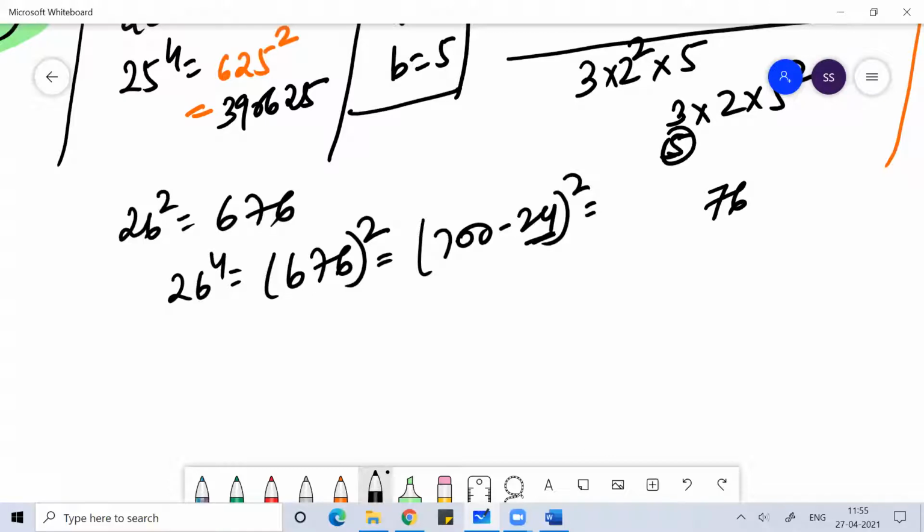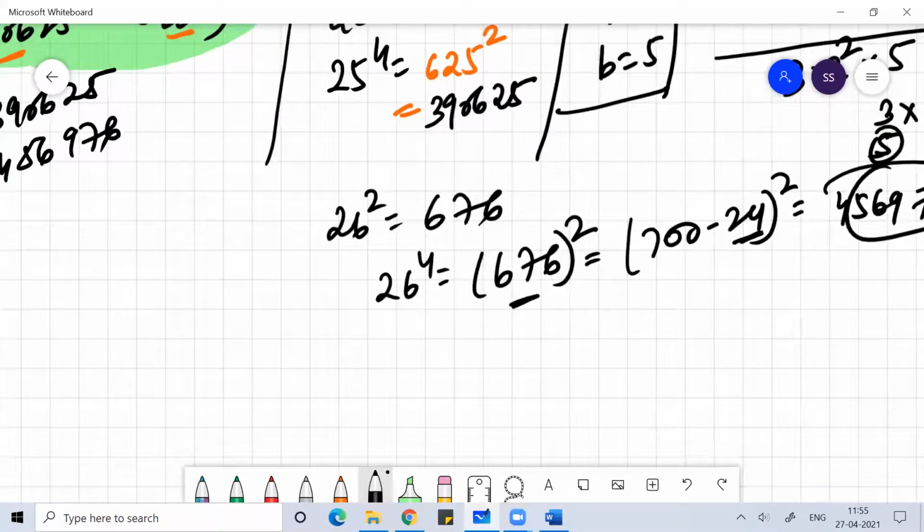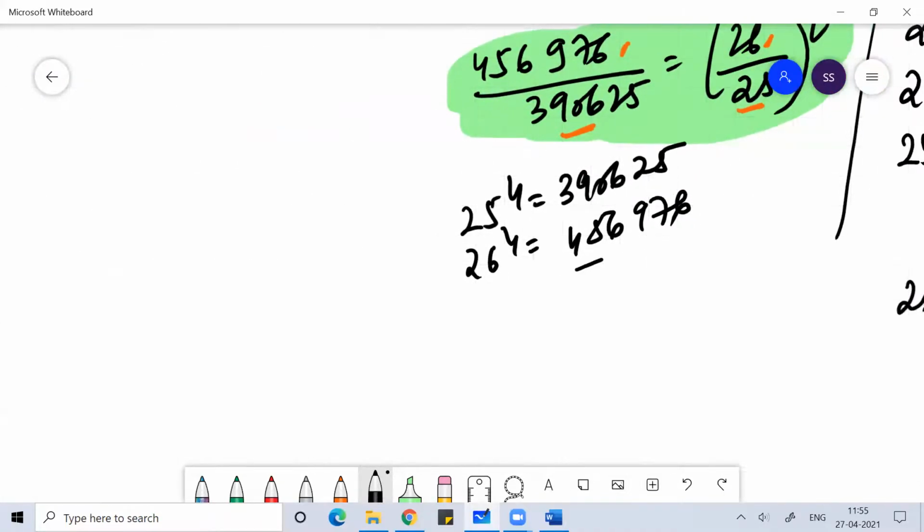76, 5 carry. Then 676 minus 24, you will get 652, right? 652, you're comparing with 700. 652 sevens are, so 14, 1 carry, 36, 3 carry, 4564, then plus 5, 5 is carry, so 456469, so 456976. You can see this.